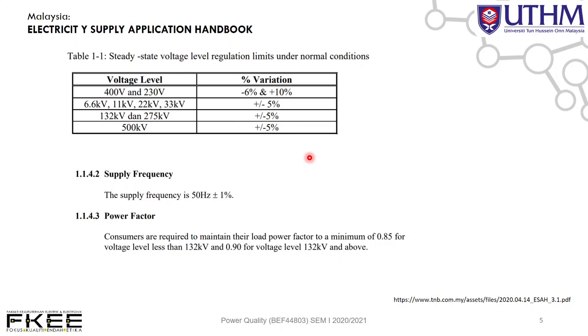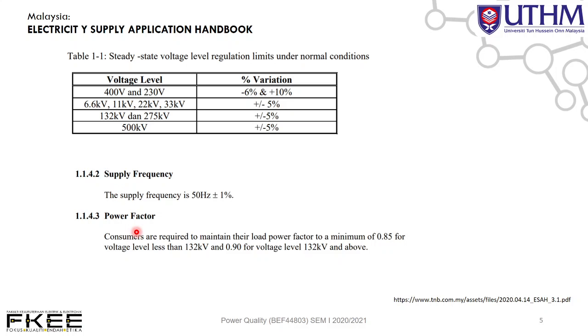How about frequency? What is the acceptable limit for the frequency? In Malaysia, our frequency is 50 Hz, with plus minus 1%, which is plus 1% from the 50 Hz or minus 1% from the 50 Hz. First voltage, number 2 frequency, and number 3 is power factor.